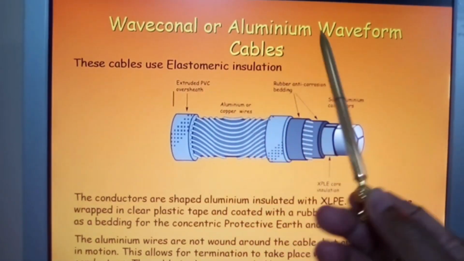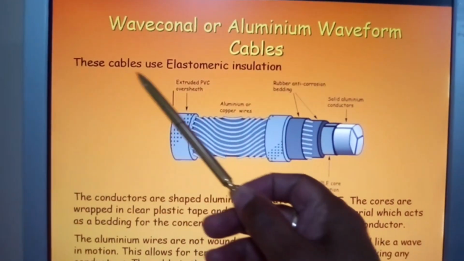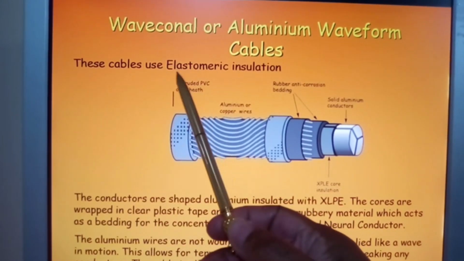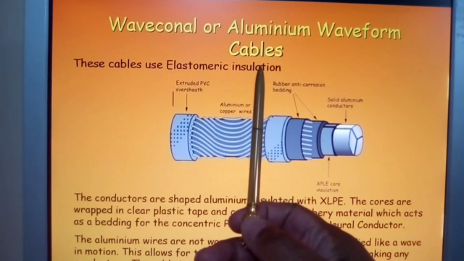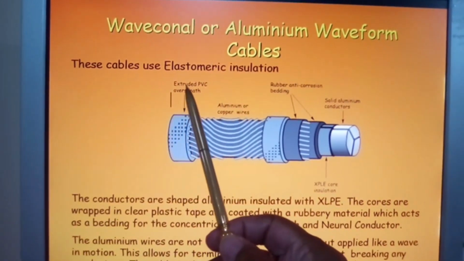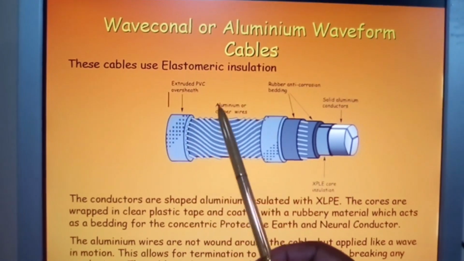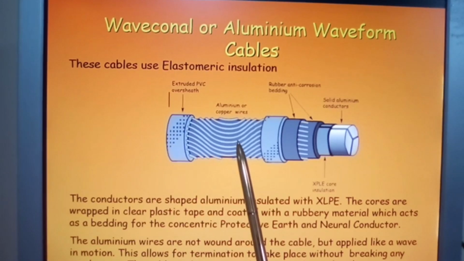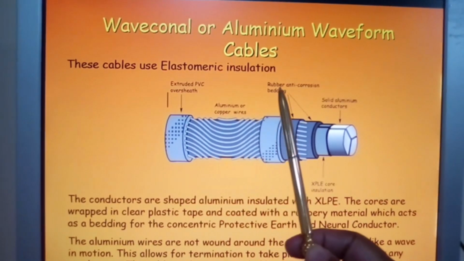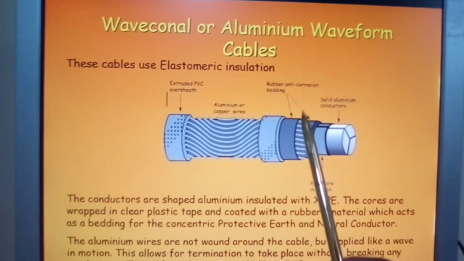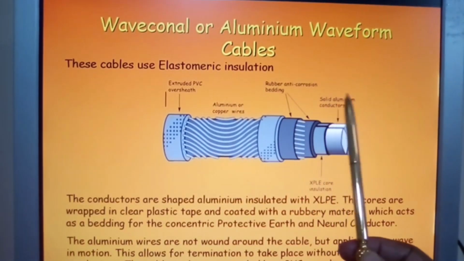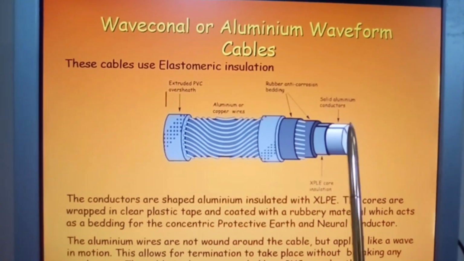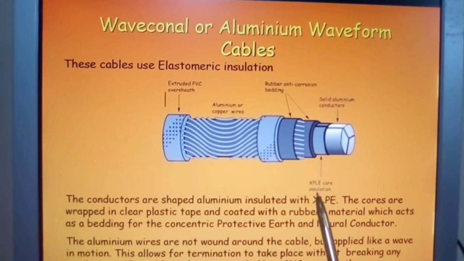Wavecon, or aluminium waveform cables. These cables use elastomeric insulation, extruded PVC over sheath, okay, aluminium or copper wires, okay, rubber anti-corrosion bedding, okay, solid aluminium conductors. Again, we have solid aluminium conductors. XLPE core insulation. Okay.